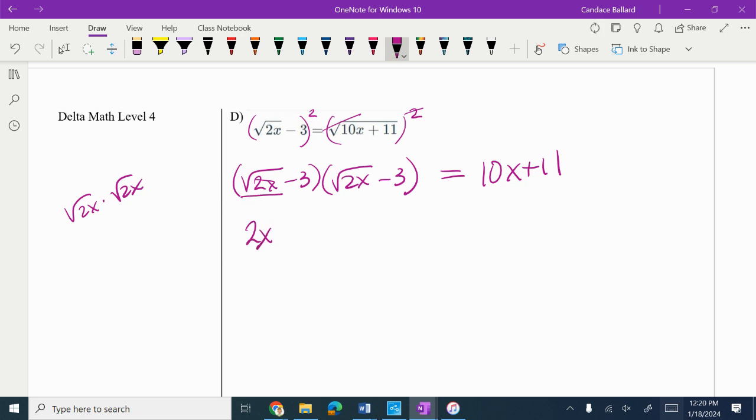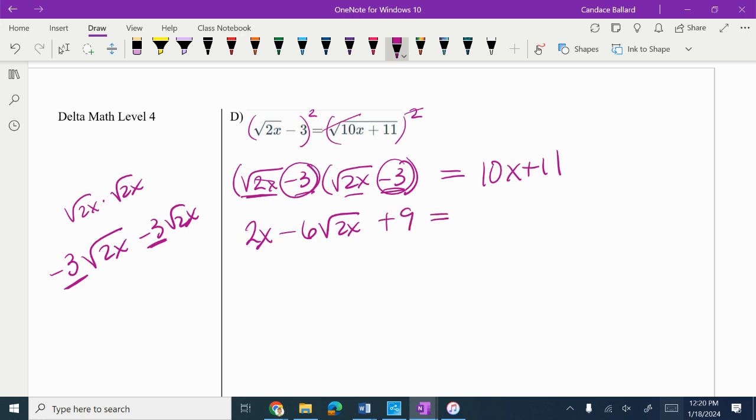Then I would have square root of 2 times negative 3 would be negative 3 square root of 2x. I'd have that again in the center, which means I need to combine like terms, which would give me negative 3 and negative 3 is negative 6 square root of 2x. The square root of 2x acts like a variable. And then finally, I have to multiply negative 3 times negative 3, and that gives me positive 9 equals 10x plus 11.